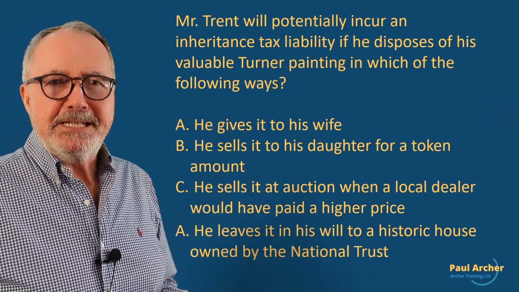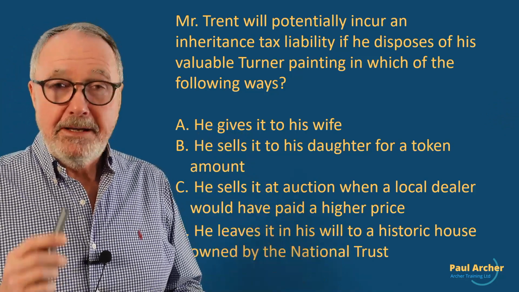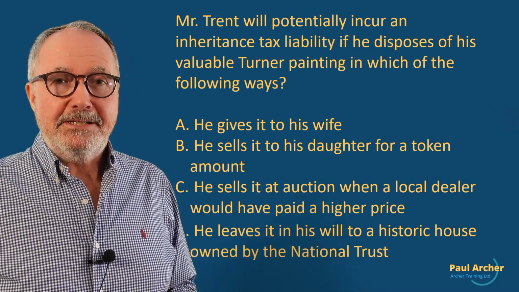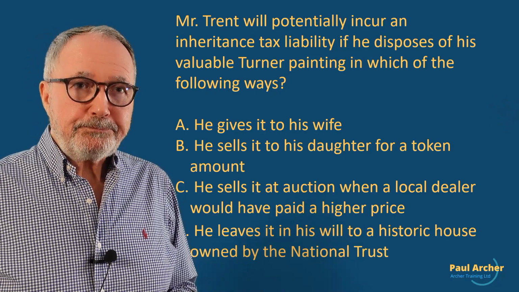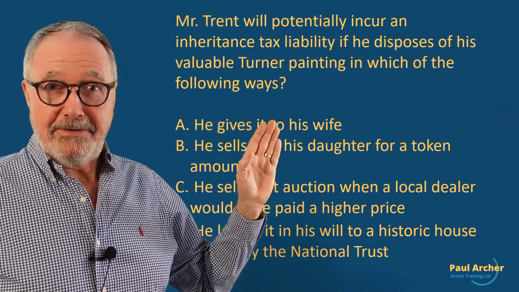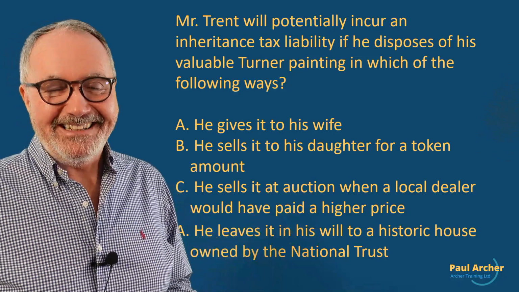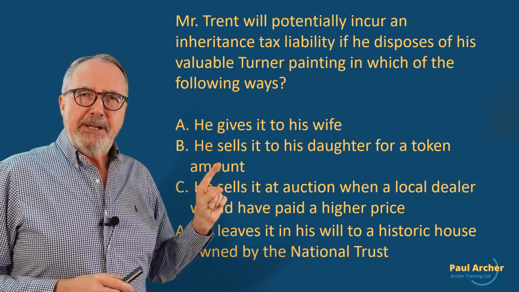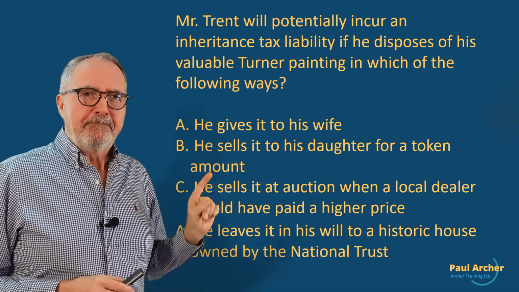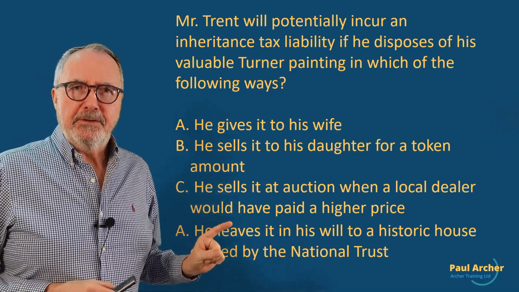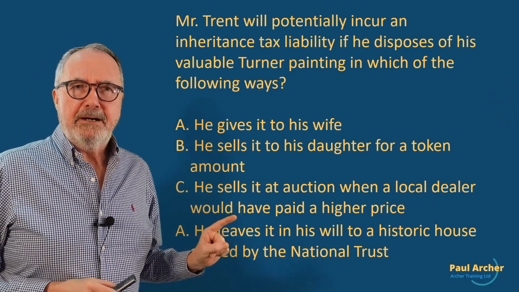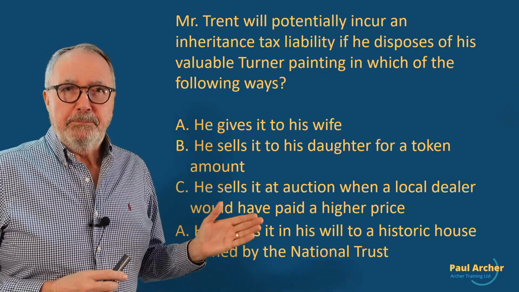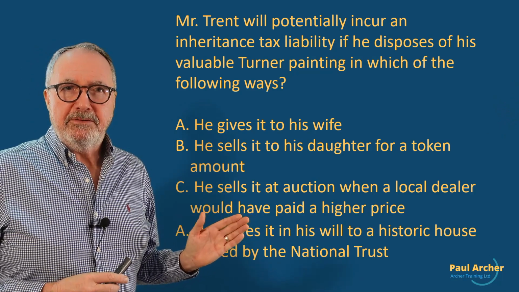A, he gives it to his missus, his wife, spousal transfer, perfectly acceptable for eliminating that value of that asset from his estate. Obviously, Mrs. T will have it in her estate. When she dies, she's got to pay it, isn't she? So there we are. B, he sells it to his daughter for a token amount. That's an interesting one, actually. We'll come back to that one. C, he sells it at auction when a local dealer would have paid a higher price. Okay, so he's put it at auction when a local dealer would have paid a higher price.